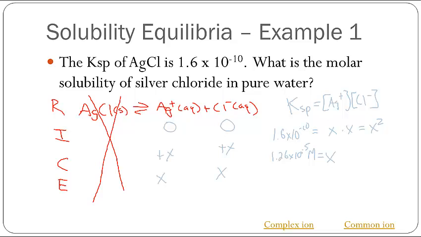Yes, Carter. The comment was, and it's a true comment, in this case you don't even really need the RICE chart, because you know x squared equals the KSP, and you solve for x. It's going to get a little trickier, but you should probably still be able to see it. You will probably need the RICE chart when we start adding in concentrations of ions that are already there. But for now, you can probably just see it and do it.